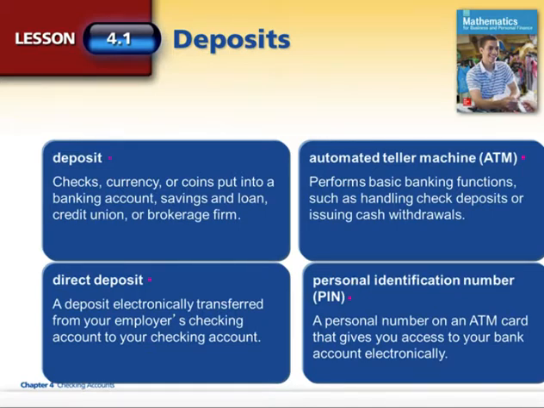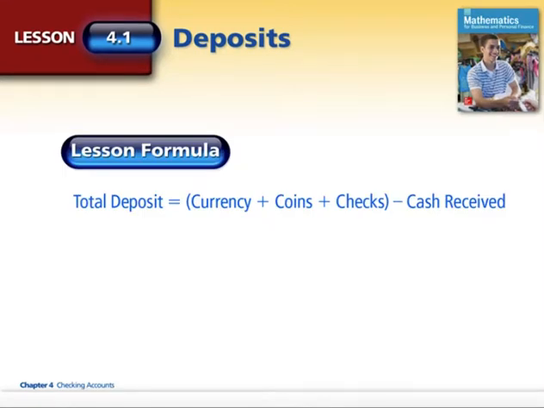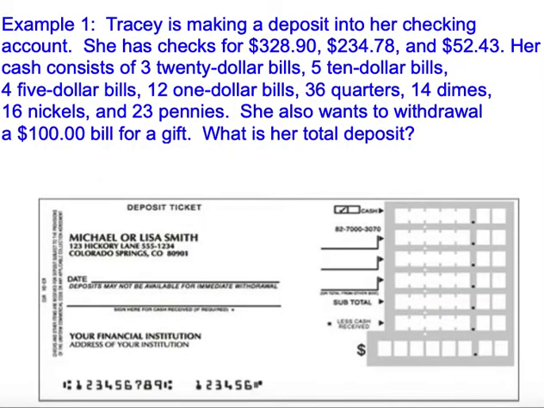Okay, so how do we deposit money? So we have our formula here that our total deposit's going to be everything that we're putting in. So whether it's currency, which is our paper money, coins, or checks, that all gets added together, and then we're going to subtract out any cash received. Now, when you're depositing money into a bank, it's important that you understand how to use a deposit ticket. So I hope you took the time to download the examples of a deposit ticket.